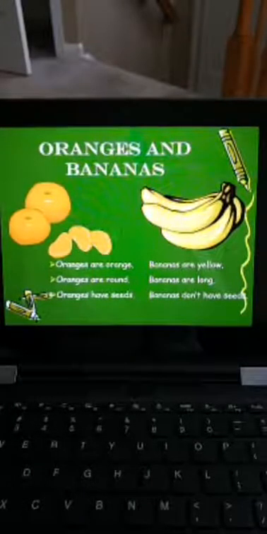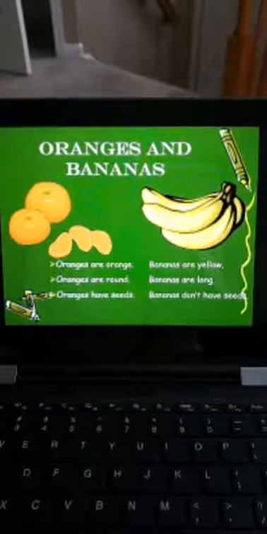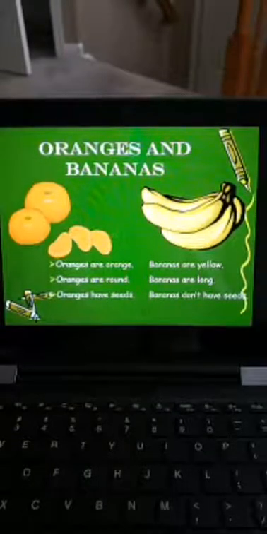This is how apples and oranges contrast. I'm not going to go over it. Students can log back in. This is just a quick review. Students can log back in and review the notes.